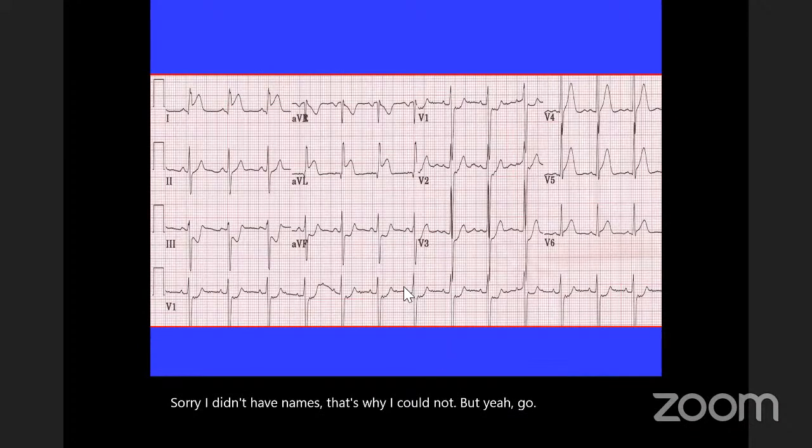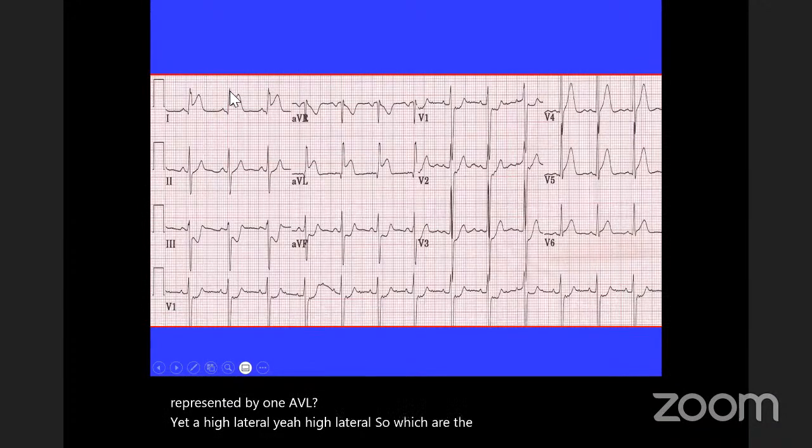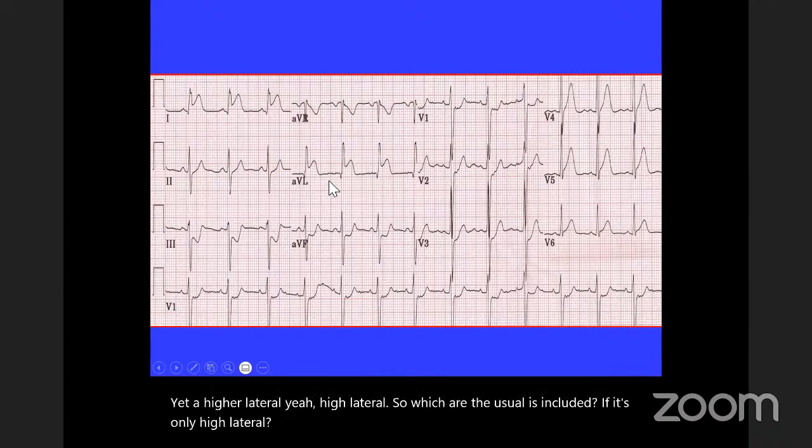So, comment: the rate and rhythm look to be regular. Axis more or less normal. In terms of ST segment elevation, there is ST segment elevation in lead 1, lead aVL, and maybe lead V5. What is this area represented by 1 and aVL? Yeah, high lateral. So which artery is usually involved if it's only high lateral? The circumflex. Left circumflex, excellent.